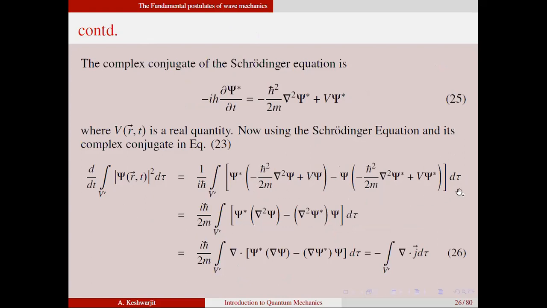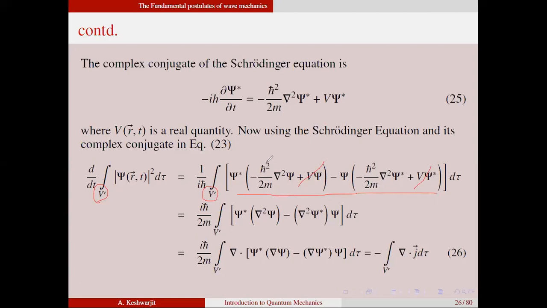So d by dt of the integral of mod psi squared d tau. Here the only difference is the finite volume element V prime. Otherwise, this expression is the same as the expression we obtained in the last example. In the same way, we have del squared psi and del squared psi star. So this will be psi star del squared psi, and this will be minus psi del squared psi star. So these two will cancel out.